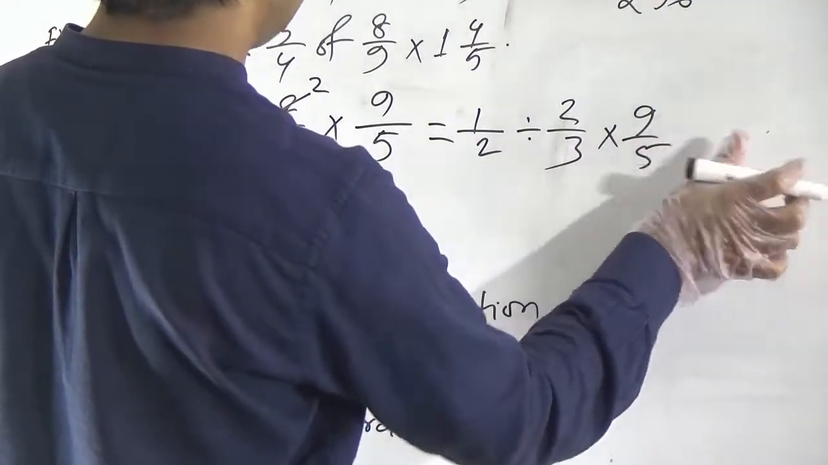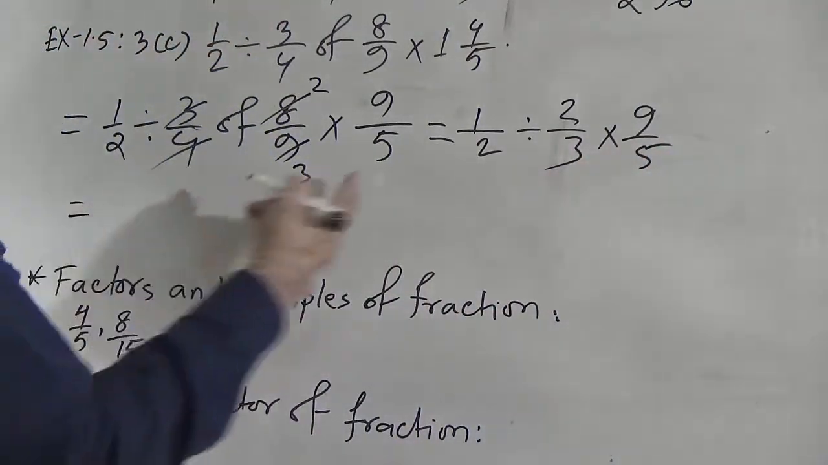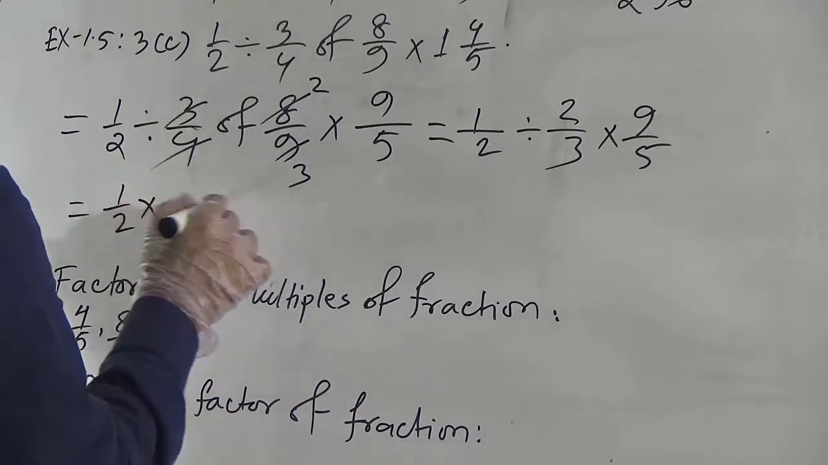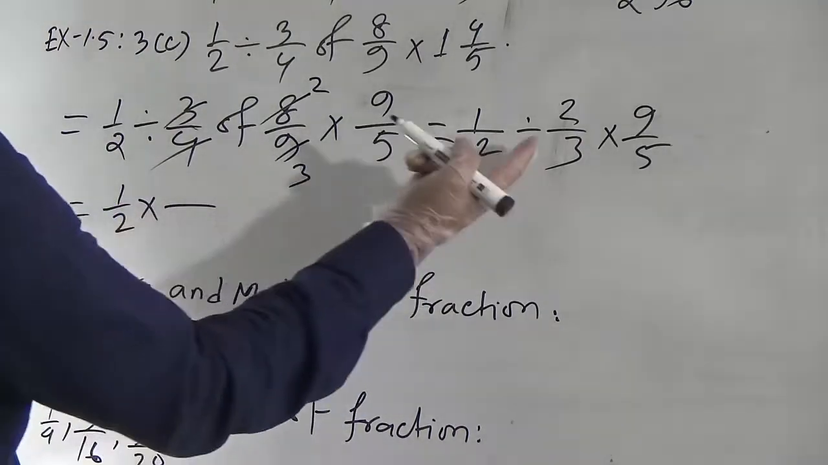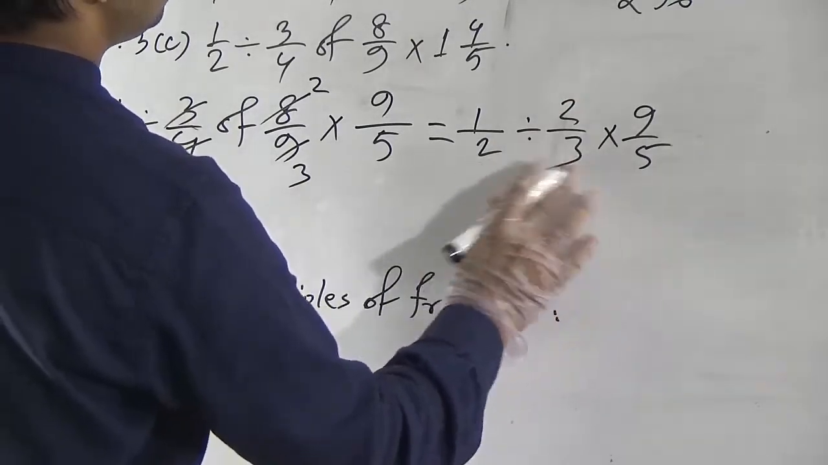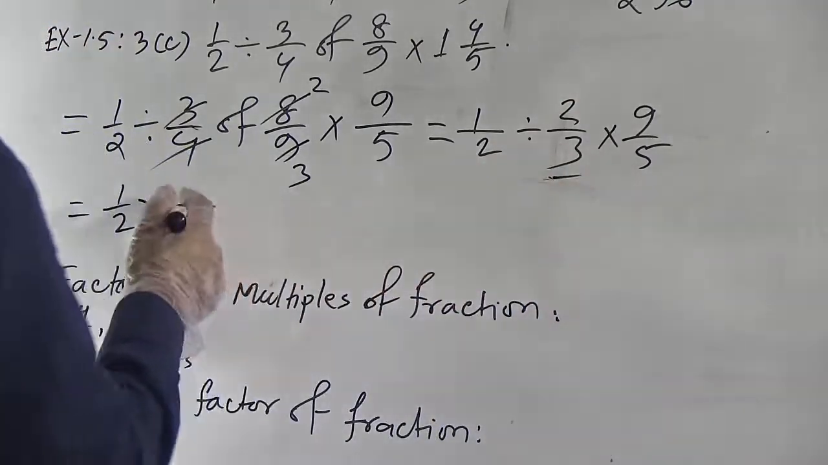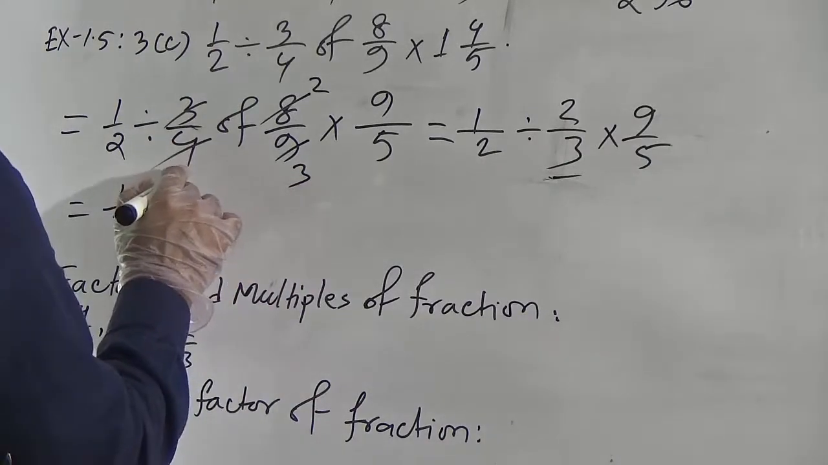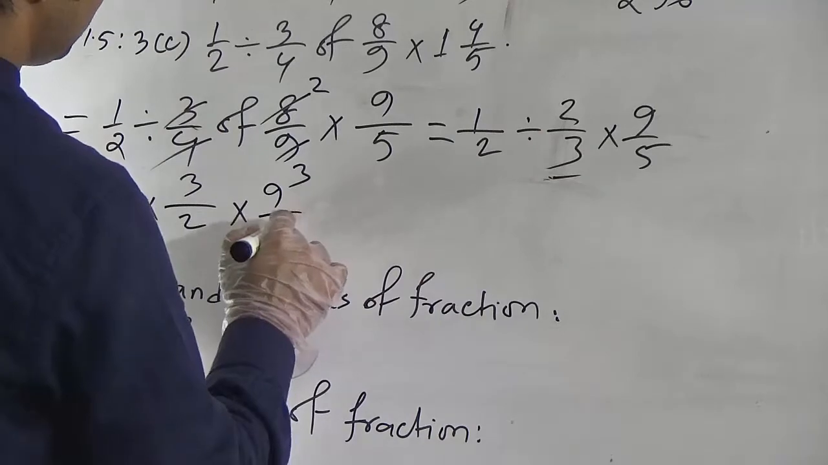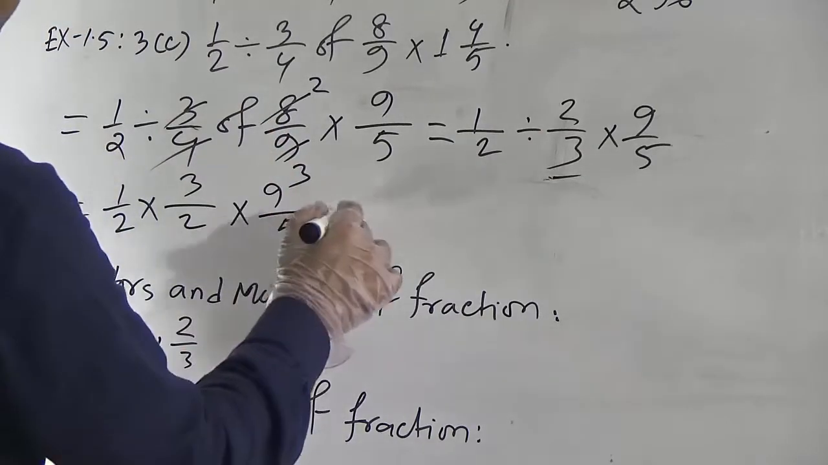To complete the work of division, at first we have to change the division sign by the multiplication sign. So after the division sign, we have to take the reciprocal of this fraction. So it will be 3 by 2, and here is the multiplication sign, 9 by 5. Now we can calculate easily here.